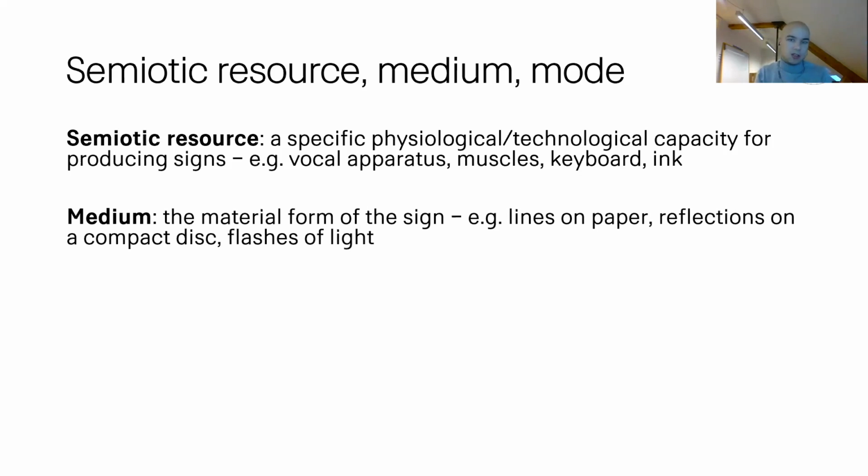So for example, lines on a paper when you write, reflections on a compact disc that your disc reader will read, flashes of light, and so on and so forth. And like I said, there's usually some overlap between semiotic resource and medium. The way to distinguish them very easily is to think about semiotic resource in terms of production. So they're more related to how signs are produced, and medium is more related to how signs are distributed from one person to the next, or one entity to the next.